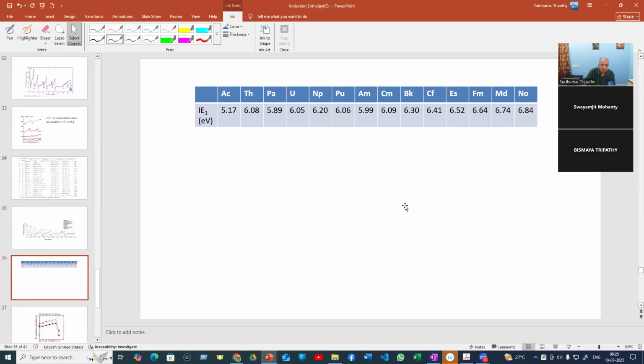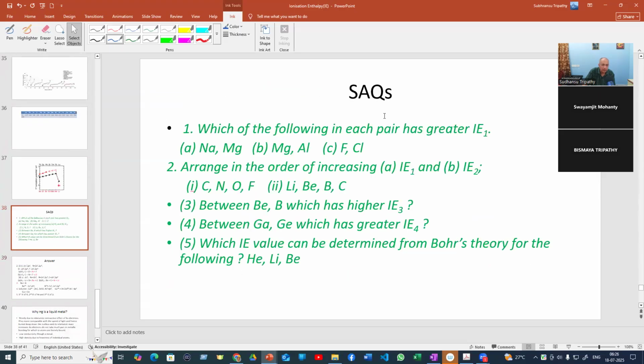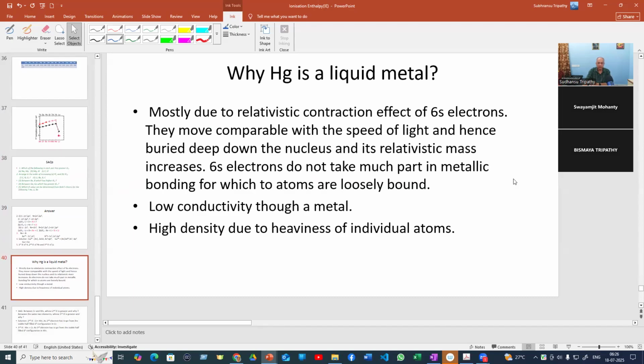So this is all about these SAQs. You do the SAQs yourself, don't look at the answers. Why mercury is a liquid metal, its answer is also given, read it. So I think we close today. I had a thought that I would finish electronegativity and electron affinity, at least these two, but it didn't happen. Doesn't matter. We don't regret that.